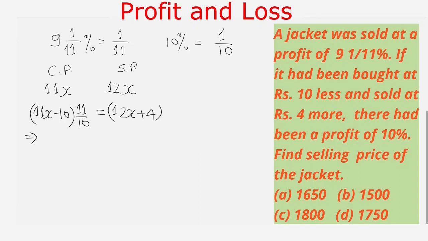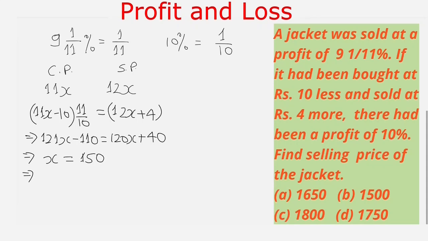Here we get 11 times 11 is 121x, minus 110, that is 11 multiplied by 10. This is equal to 12 multiplied by 10 is 120x plus 10 times 4 is 40. This gives 121x minus 120x, on transferring the 120x to the other side. So this comes out to be x equal to minus 110, which when transferred to the right hand side becomes plus 110. Therefore 110 plus 40 is 150.